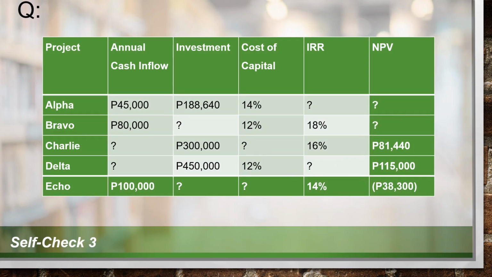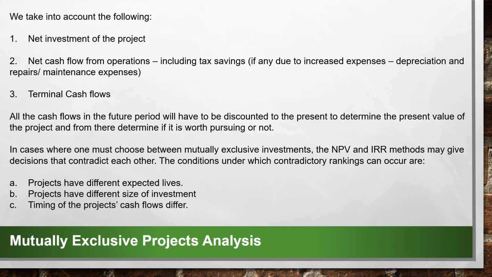Okay, so time for self-check question number 3. We also have here mutually exclusive projects analysis. In this project, we are faced with a mutually exclusive scenario. Meaning, for mutually exclusive, again, if we choose one alternative, it automatically excludes the other alternative. So it's take it or leave it, no? If we choose A, it's automatic rejection for B. That is what is meant by a mutually exclusive project.